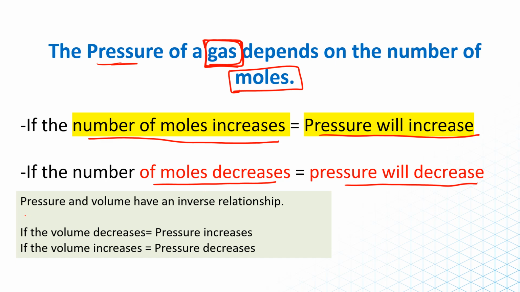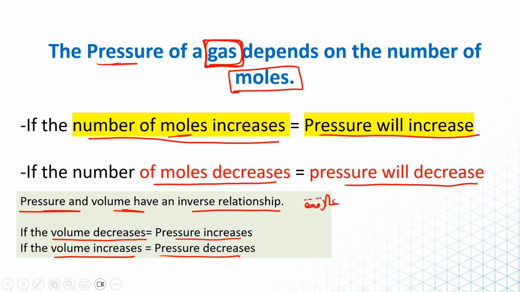Another important rule is that pressure and volume have an inverse relationship. في علاقة عكسية ما بين البريشر والفوليوم. إذا قال لك إنه الفوليوم قل, volume decreases, it means pressure increases. إذا قال لك إنه الفوليوم increases, it means the pressure decreases. يعني في علاقة عكسية ما بين الفوليوم والبريشر, وفي علاقة طردية ما بين البريشر والنمبر of moles. Okay?